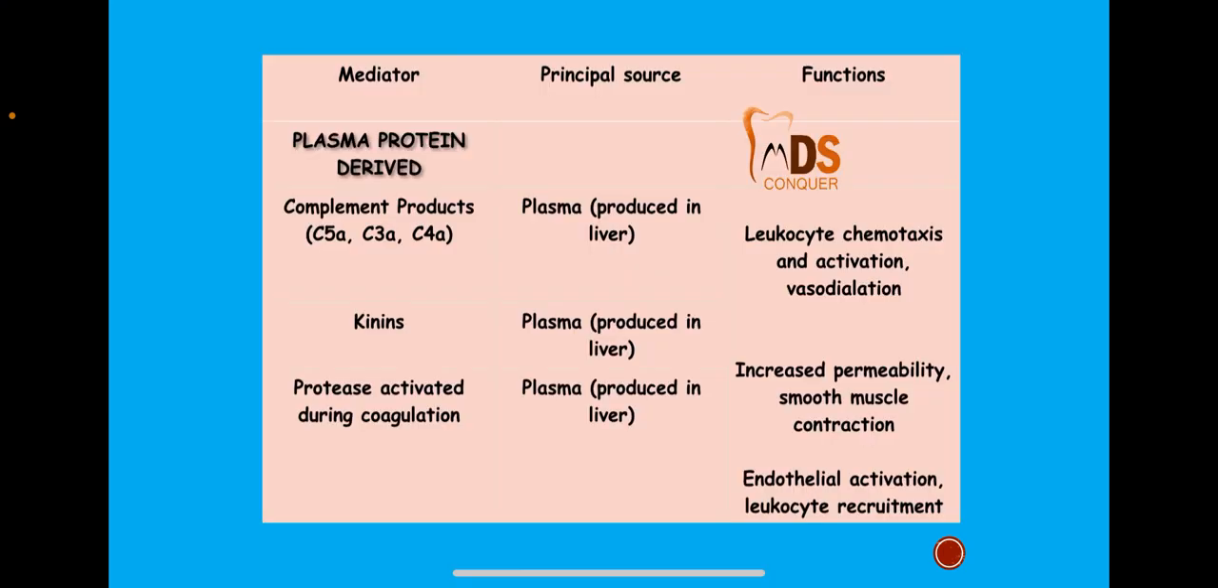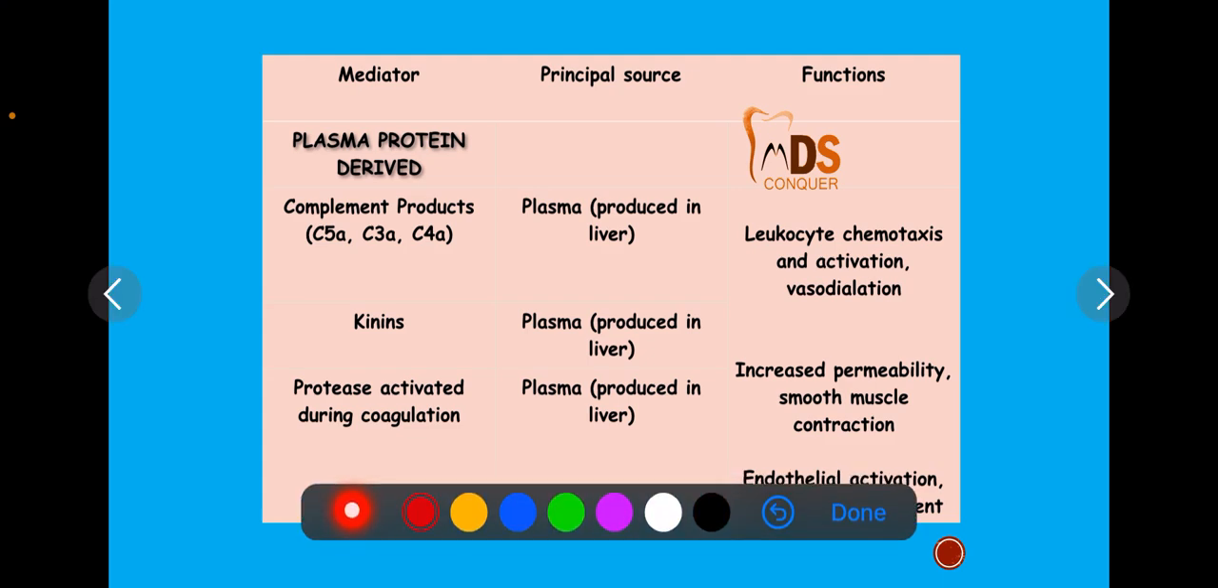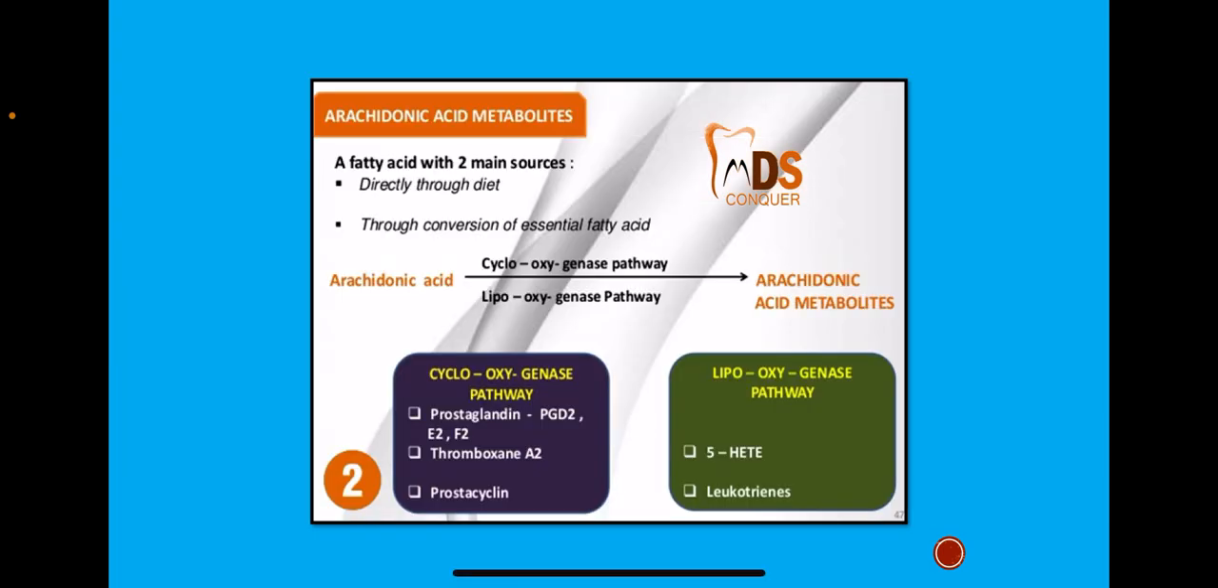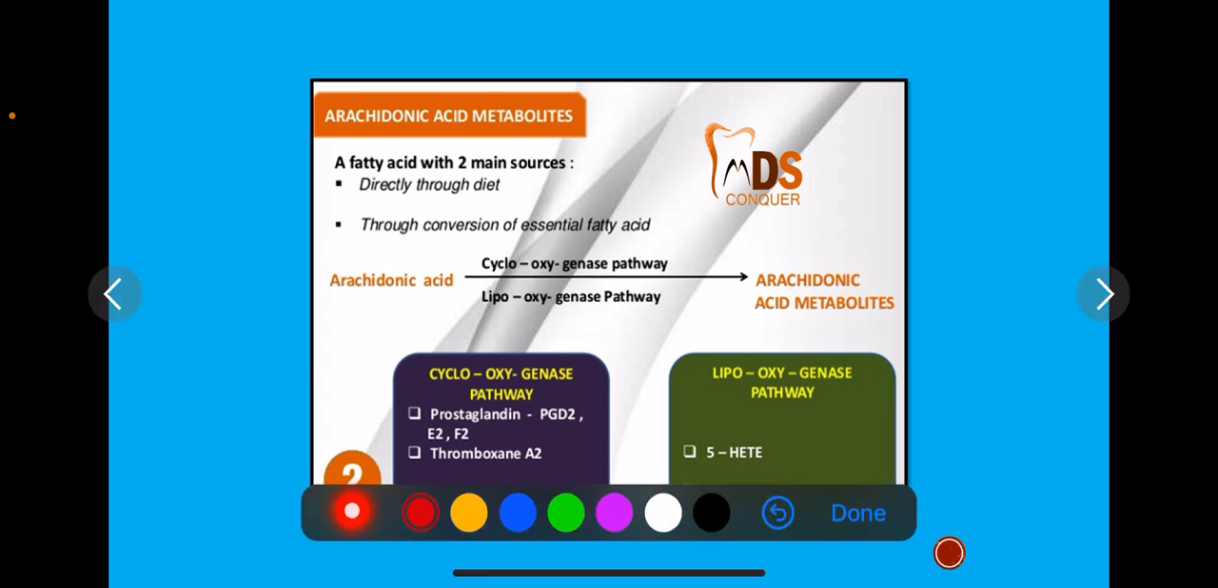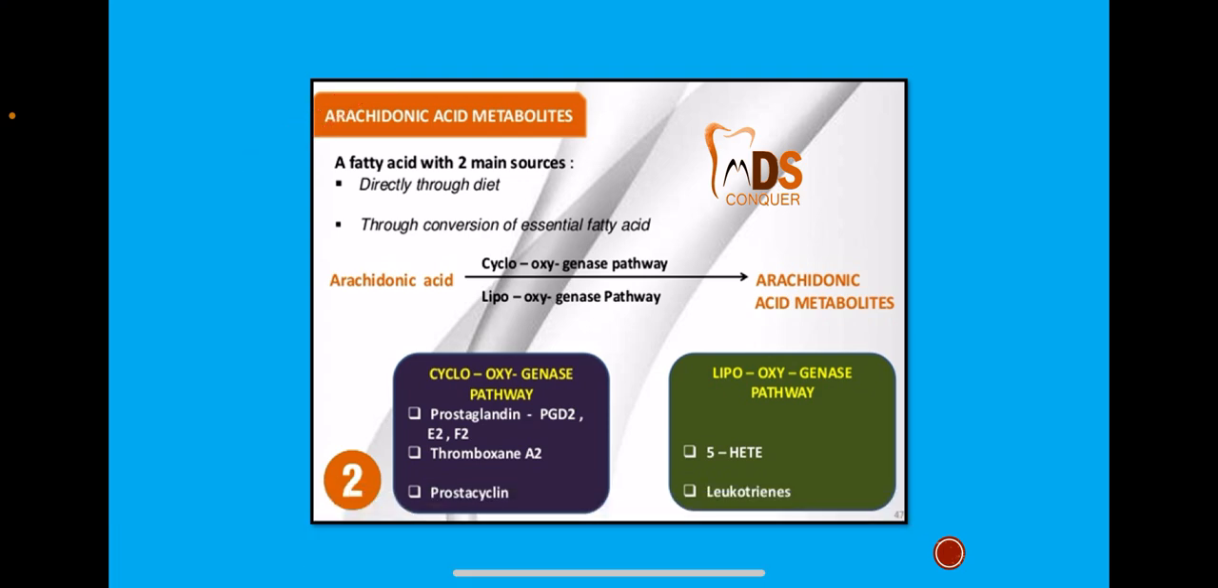Okay, so again the same thing. So just the functions and the various mediators, have a look: the kinins, the complement proteins, and the proteases activated during coagulation. So the respective functions, just give a quick glance. Okay, so next arachidonic acid metabolites, even that is given here. The table clearly shows everything, so give a quick reading to it.